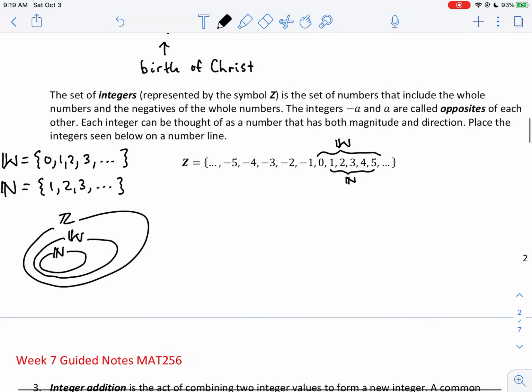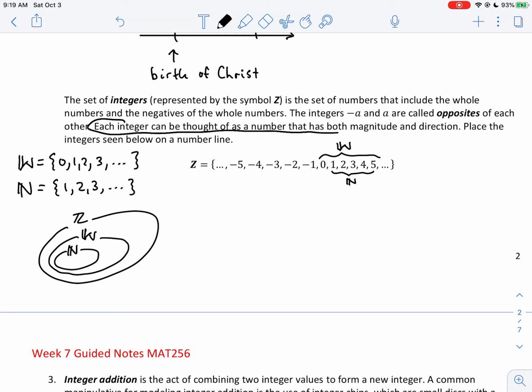And then when I say that each integer can be thought of as a number that has both magnitude and direction, what does that mean? Think of negative 5. You would say, okay, well, it's 5 units away from 0. So that's what I mean by it has magnitude. It tells you how far from 0 it is. And the negative implies that we're in a certain direction, whereas a positive would imply the opposite direction. So every positive and negative number can be thought of as having both magnitude and direction relative to position 0.